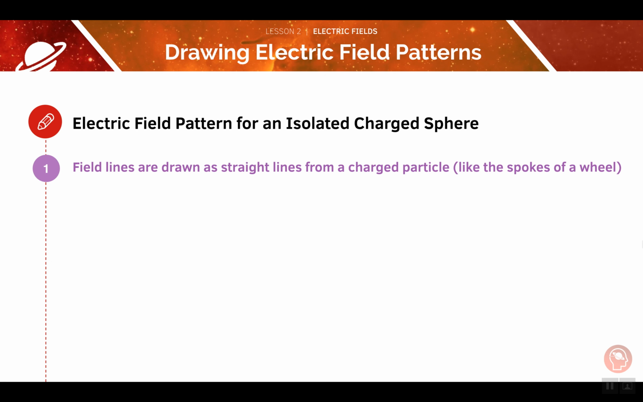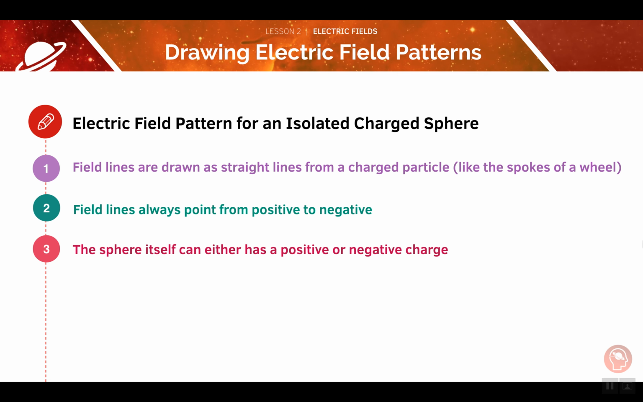For AQA exams, we need to be able to draw the electric field pattern for an isolated charged sphere. There are a few important rules to remember. First, the field lines must be drawn as straight lines from the charged particle. They will always point from positive to negative. And the sphere itself will either have a positive or negative charge.